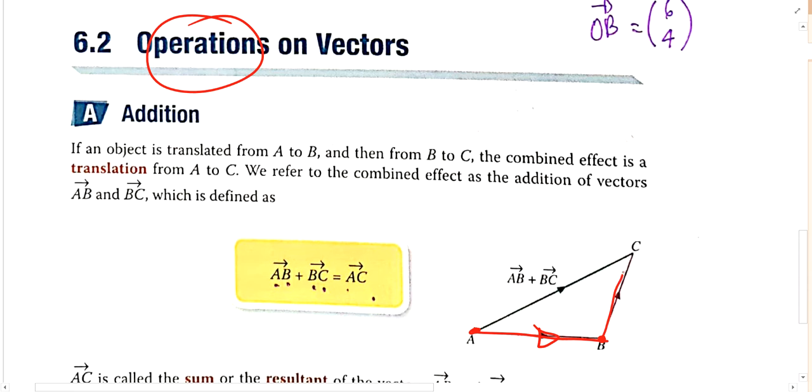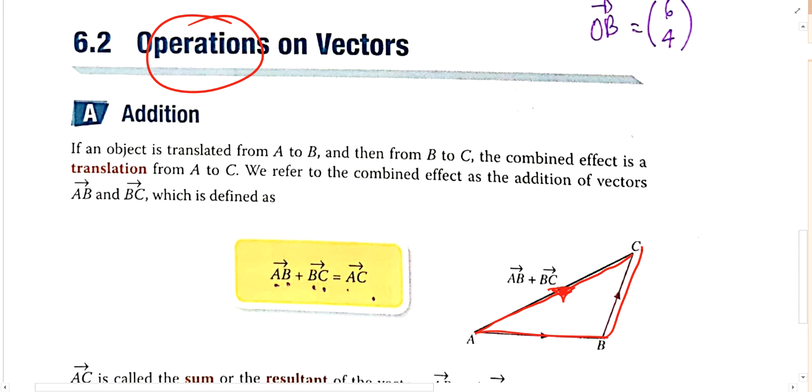Then from B to C. So it went from A to B to C. The overall effect is to move from A straight away to C, right? If you have a choice to go from A to C, would you want to go from A to B then B to C, or you want to go straight from A to C? A to C lah, save some effort, right? We always try to find the shortest way. In this case, AC, the net, it is actually the net effect. It is the overall effect of AB plus BC. You agree with me? Right?